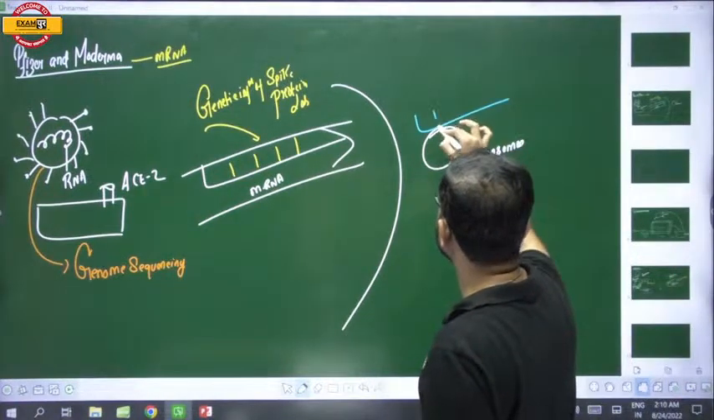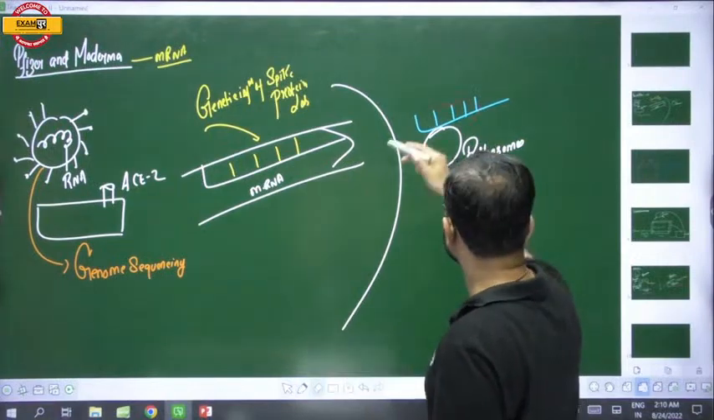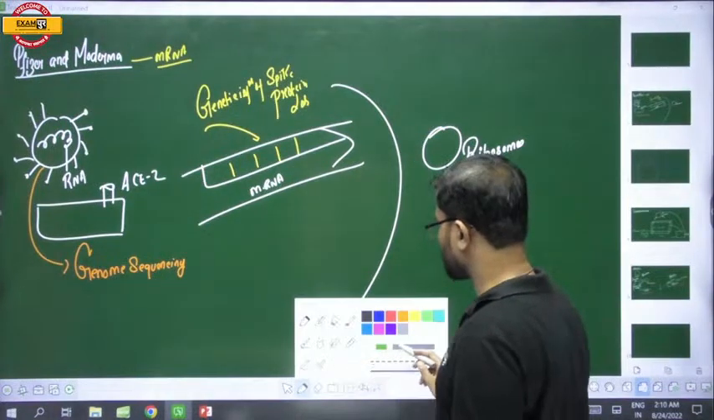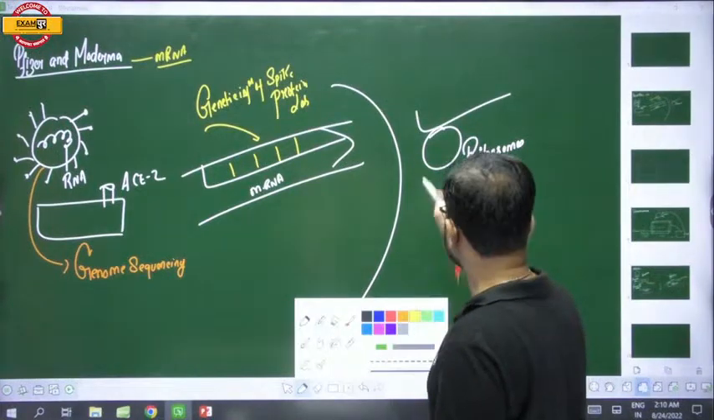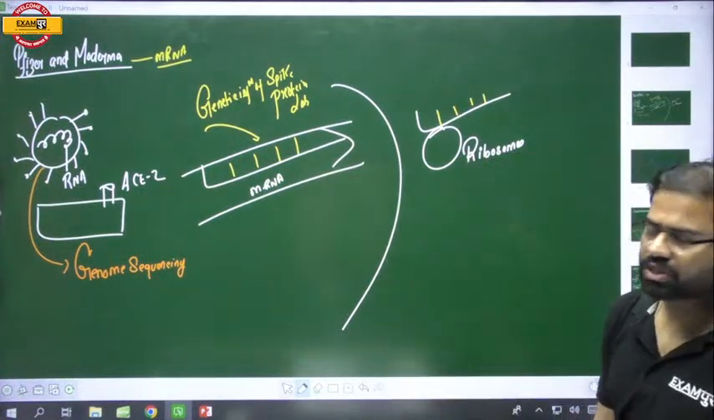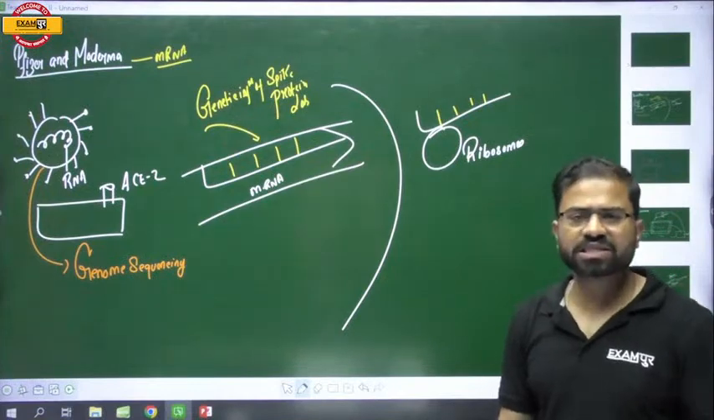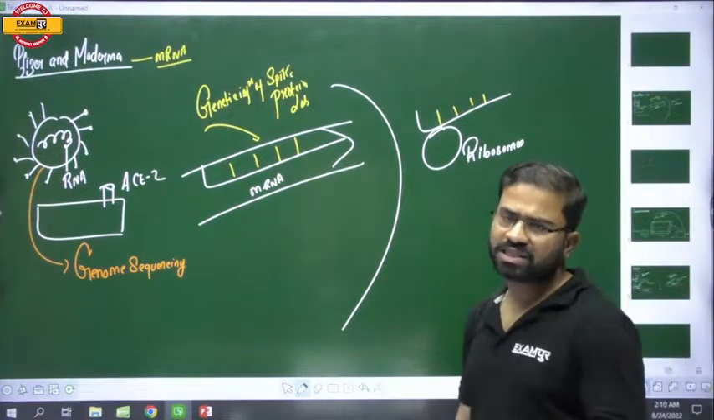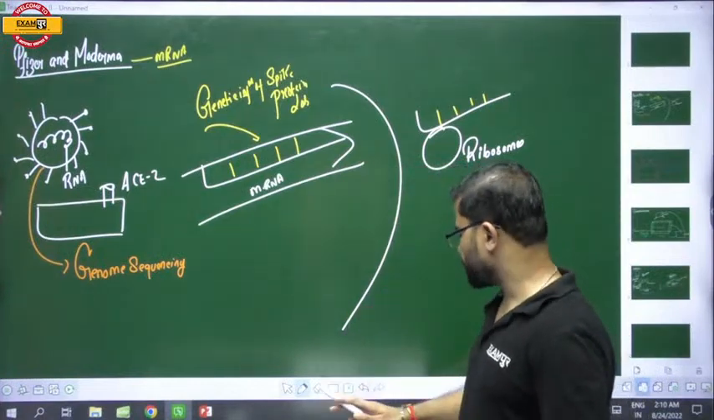Now, you have seen that this particular mRNA, when it enters into your cell, will directly go to the ribosome. And what is the purpose of the ribosome? We have just discussed that the purpose of the ribosome is to synthesize the respective protein from the genetic information. Now what will happen?